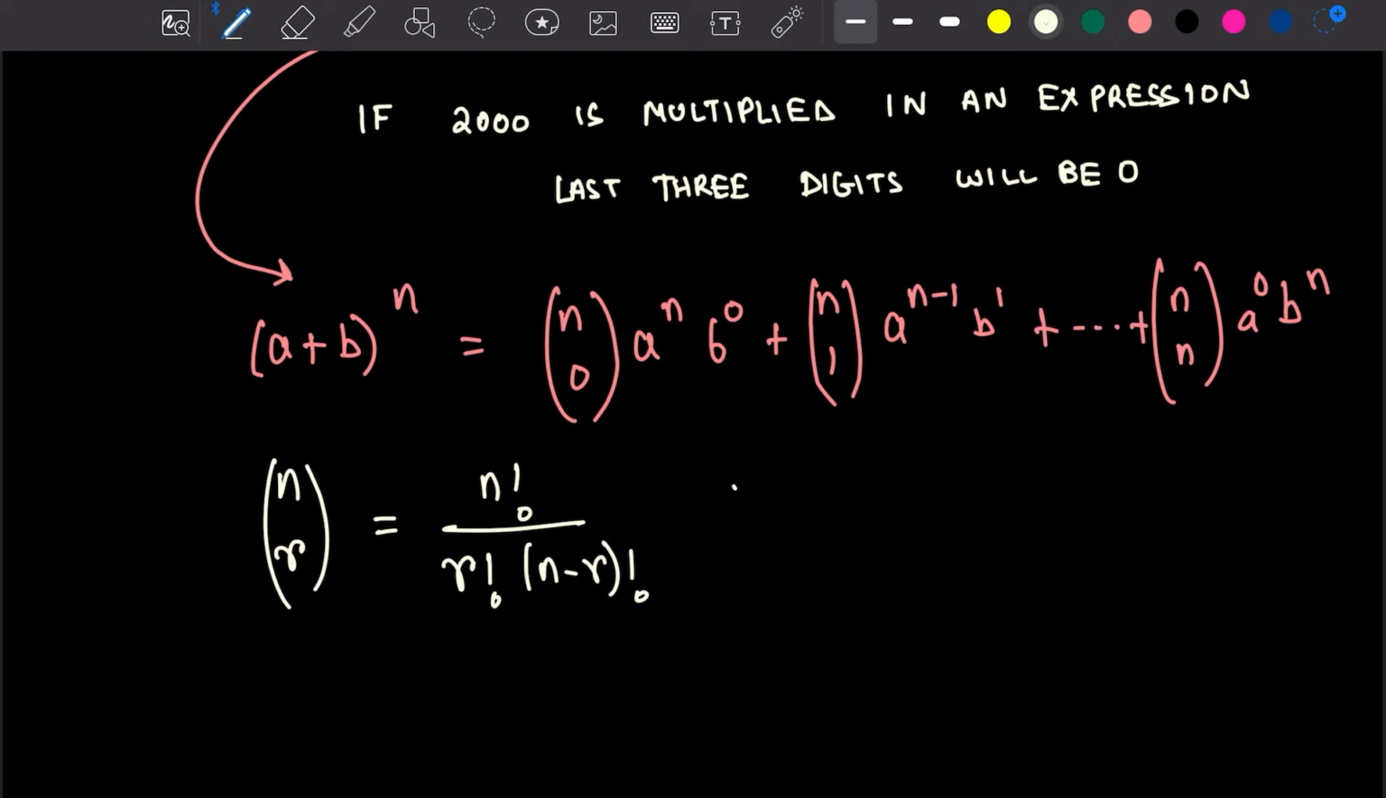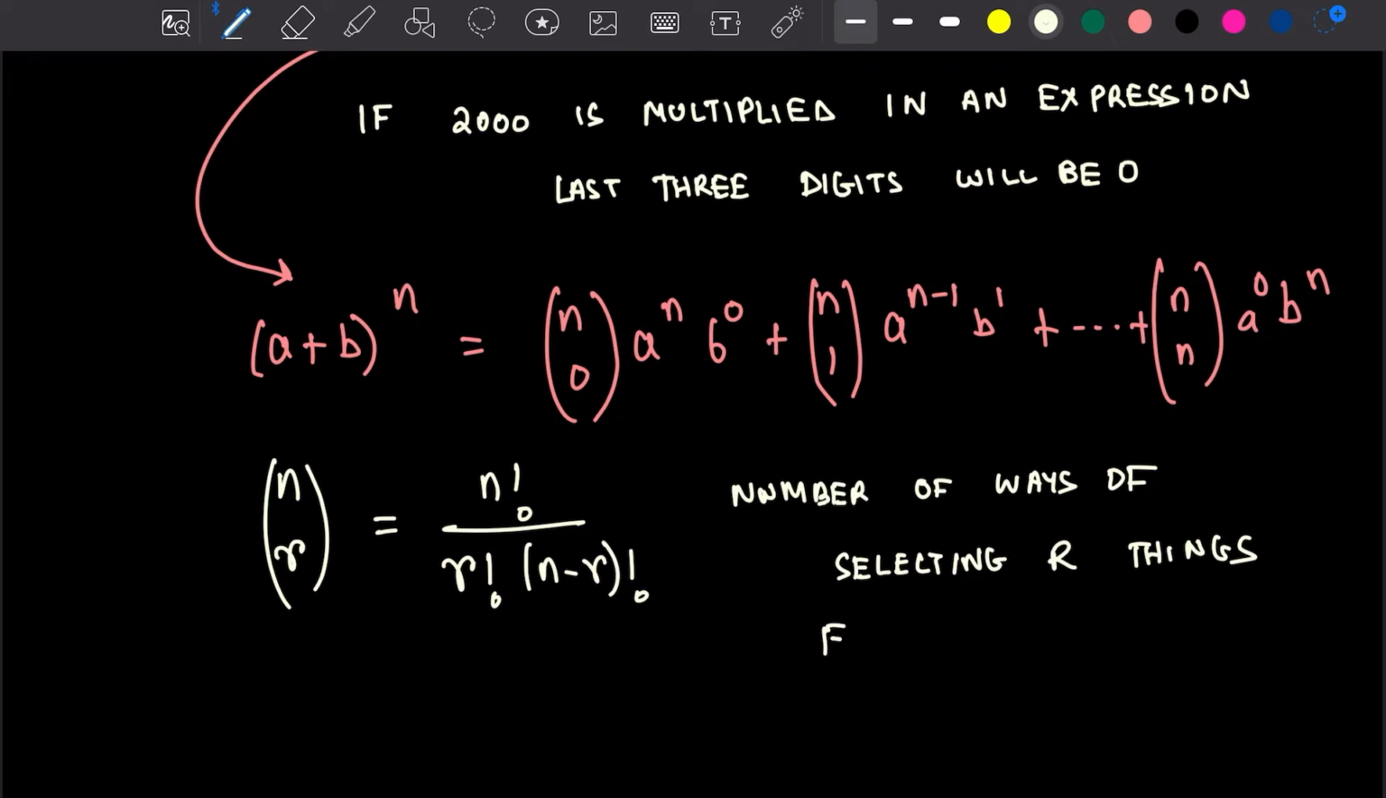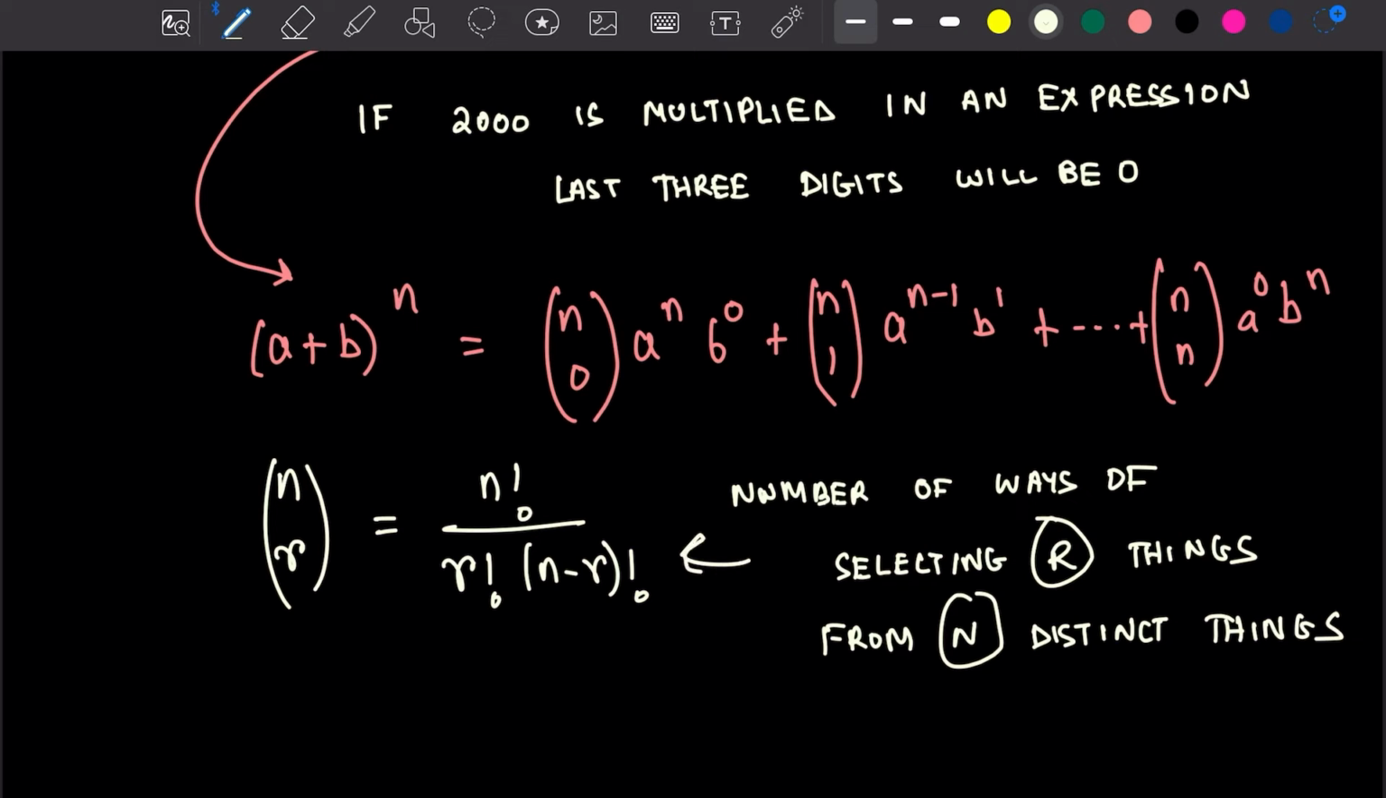This is the number of ways of selecting r things from n distinct things. So if you want to select r things from n things, this is the number of ways you can make the selection. All right? Okay, that's great.